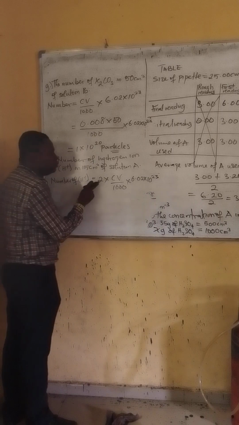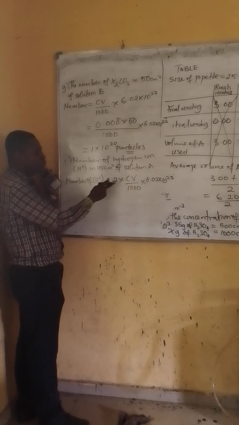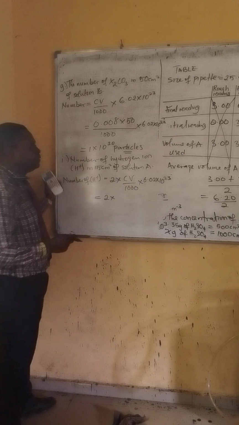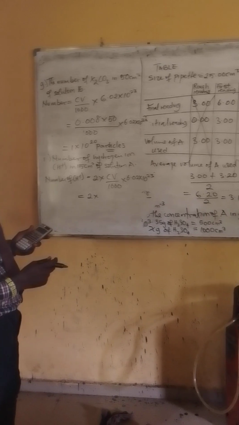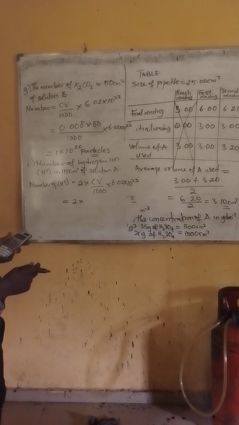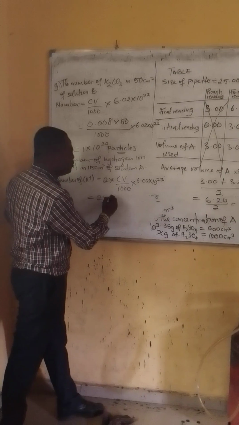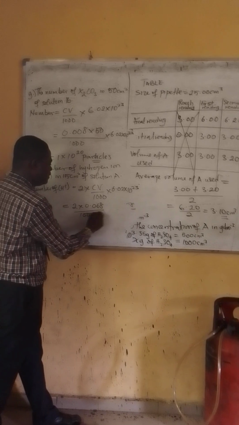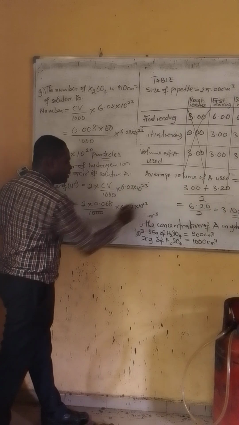How did I get this 2? The basicity of H2SO4 is 2. So we must multiply by 2. So we have 2 times concentration of A in mole per dm cube. We have done it before. Now, concentration of A in mole per dm cube was what? 0.068 over 1000 times 6.02 times 10 to the power 23.